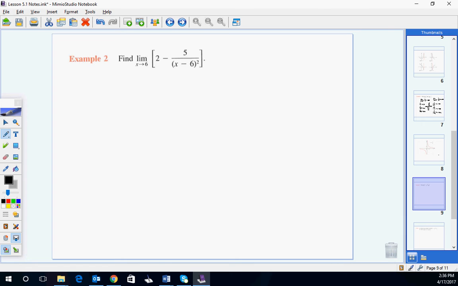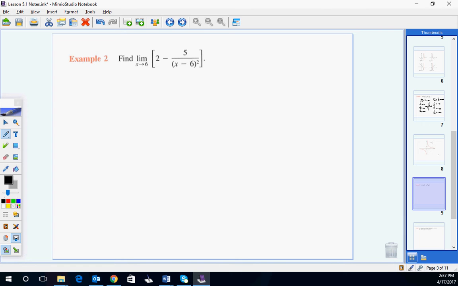Now here's the kicker. Why is this one not going to be different? The last one was negative infinity, positive infinity. This one's both going to be negative infinity. Why? The square. Because if I put in 5.9 here, to get that negative 0.1, I'm squaring it, and I get that 1 over 100 again. Okay?